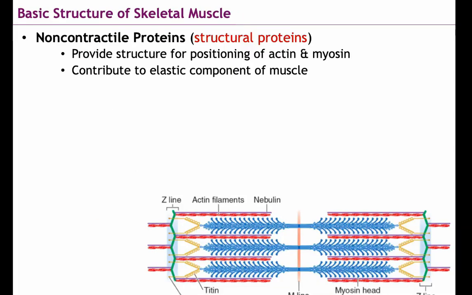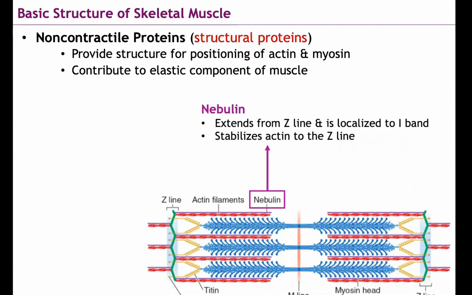Okay, two more proteins we need to discuss are non-contractile proteins, also called structural proteins. So remember, this is the third type of protein that we've learned about. We had regulatory proteins, contractile proteins, and structural proteins. So obviously, they provide structure for the positioning of actin and myosin, and contribute to the elastic components of a muscle. First one is nebulin.